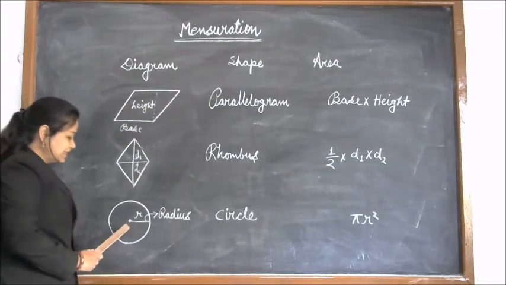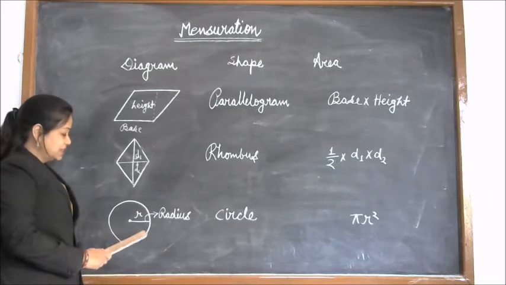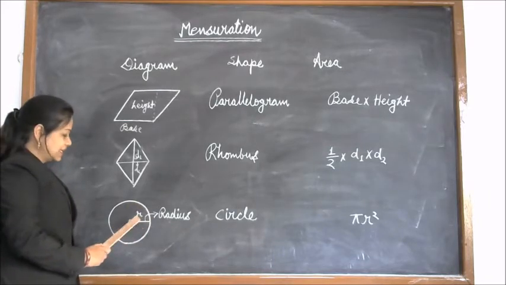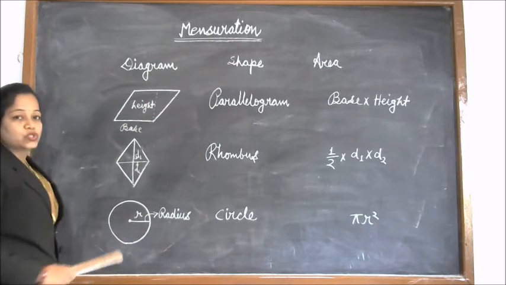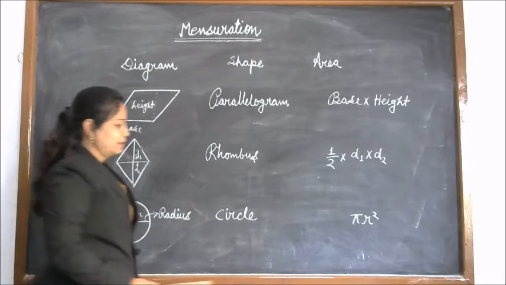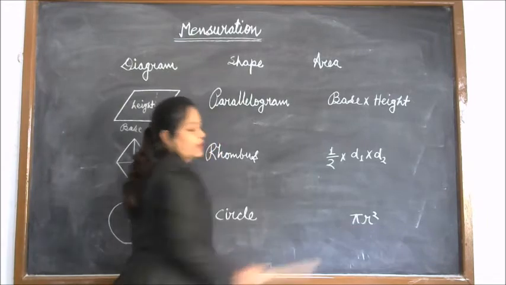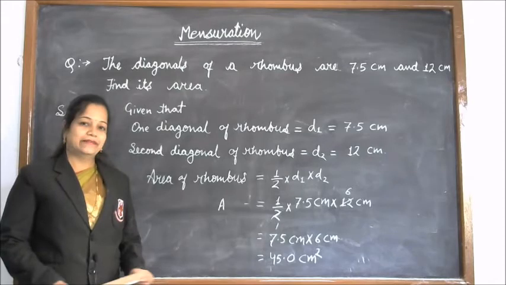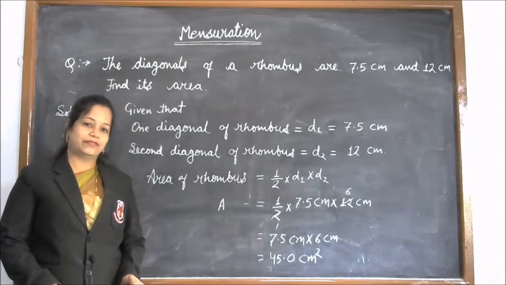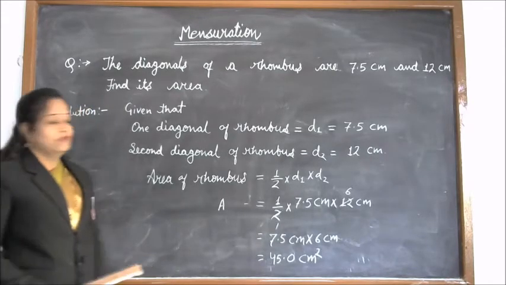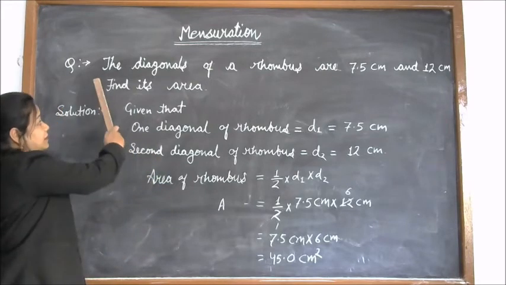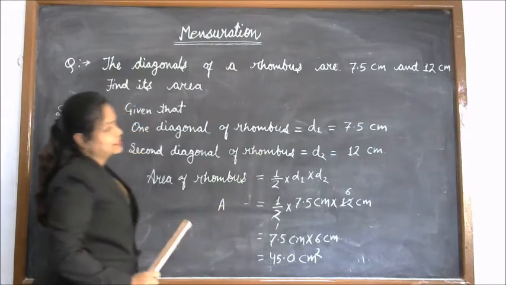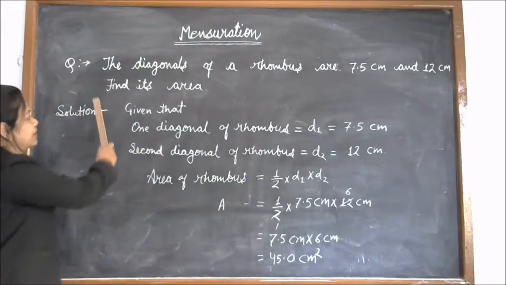Now students, this is a circle and a circle has a radius. Suppose radius of this circle is r centimeter. So area of circle will be pi r square. So students, now we will solve some problems related to area of different shapes. First example is here. The diagonals of a rhombus are 7.5 cm and 12 cm. Find its area.